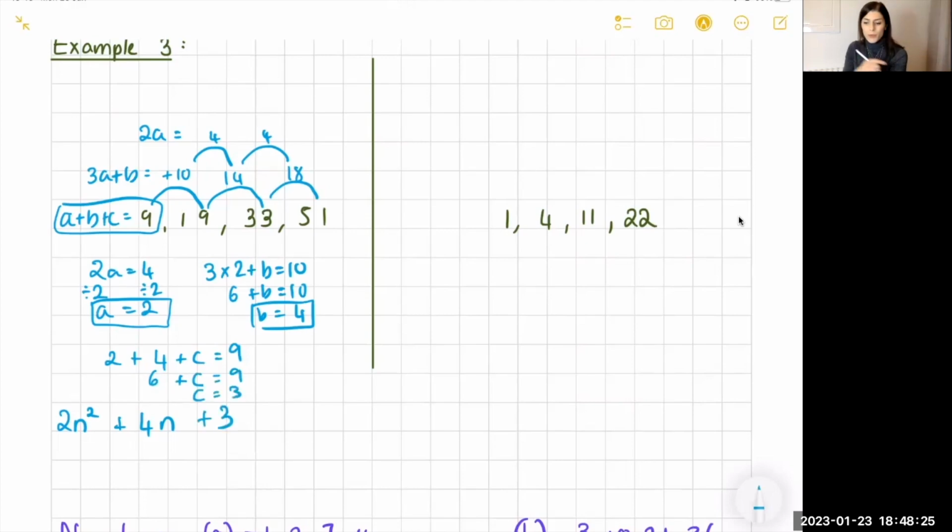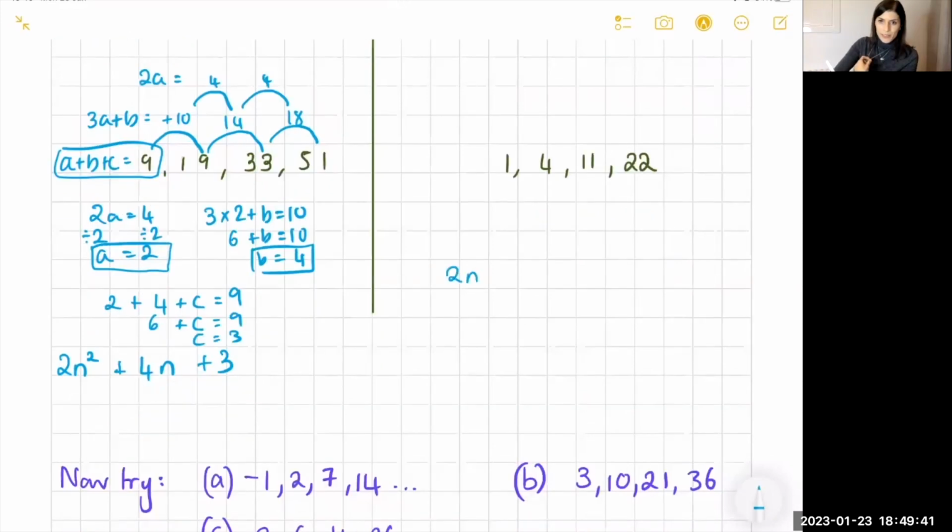Right, have a go at the last one on the right. 2n squared minus 3n plus 2. Right, okay, so last thing, before I give you an exam question, you can use these nth terms to work out any term in the sequence. So for instance, what is the 100th term?